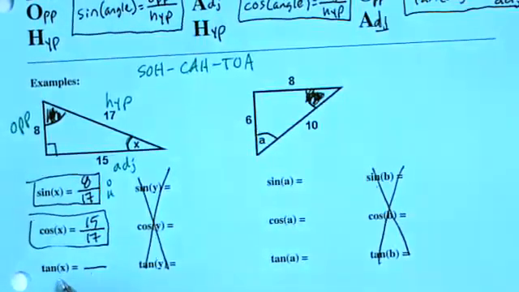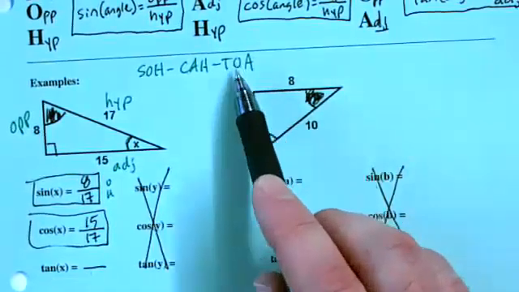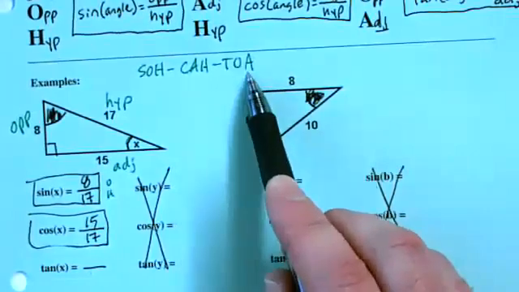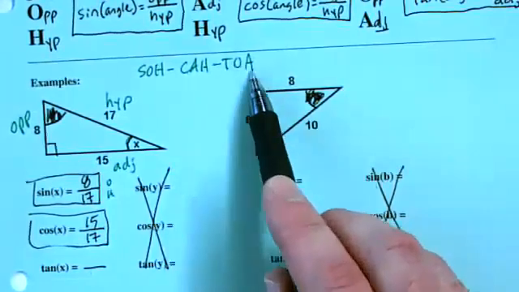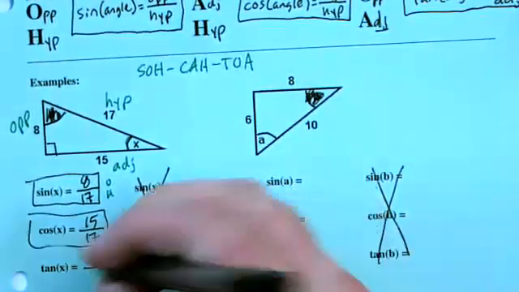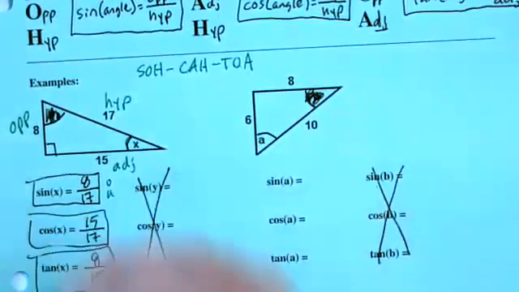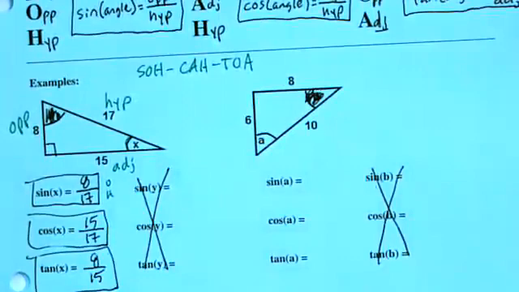This last one is tangent. Tangent goes with which two sides? It goes with opposite and adjacent. We want opposite on the top, adjacent on the bottom. So find me the numbers for opposite and adjacent and put them on the top and bottom here. Opposite on the top, adjacent on the bottom. So the tangent of x equals 8 over 15. Question?